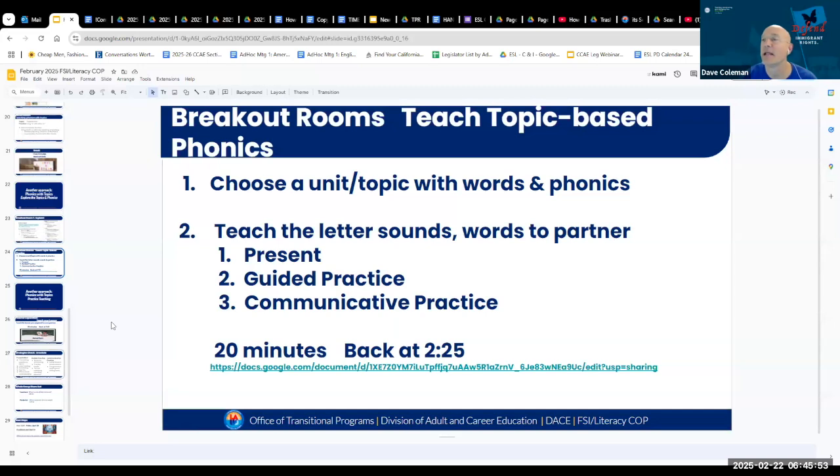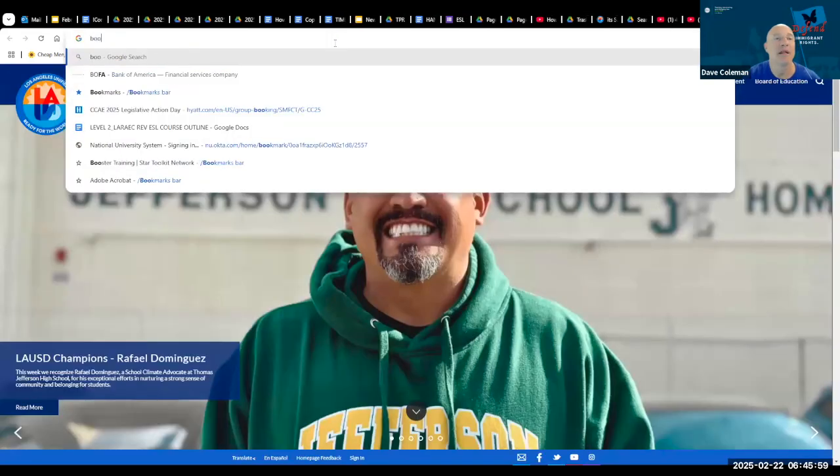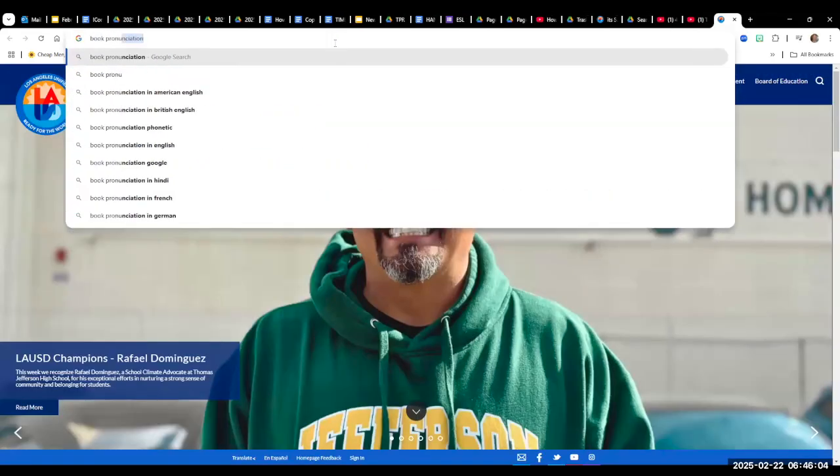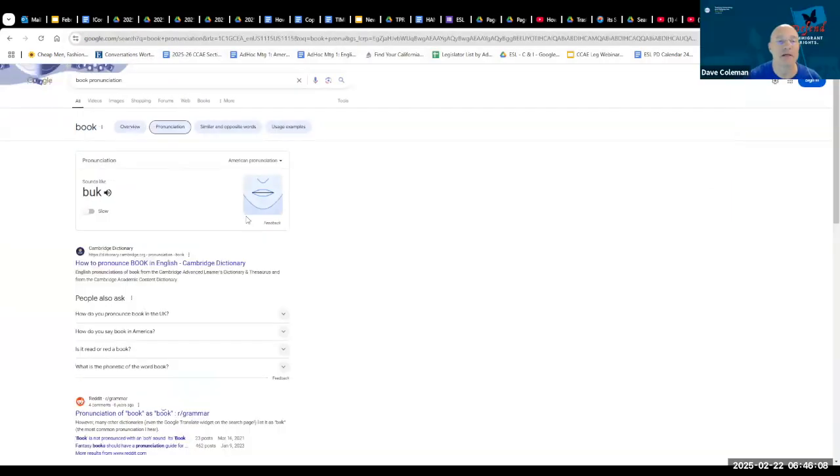But if you are in here, let me just share this slide, and then let me escape out of that and go to a blank page. Just blank. So the word is, let's say, the word book, and then pronunciation. Book. Are you on Google Chrome? Yeah, book pronunciation. Okay. And there you go. There's the mouth. And there it is.